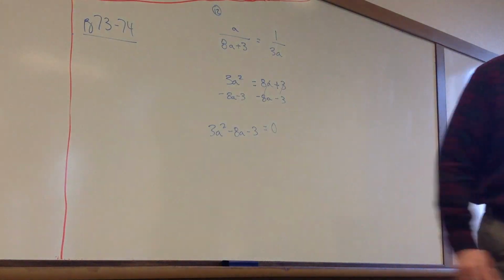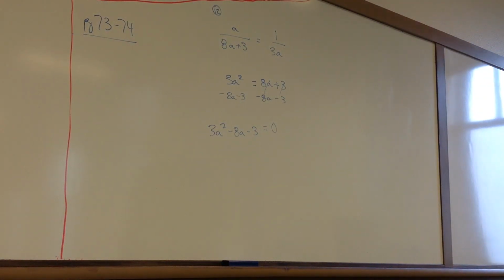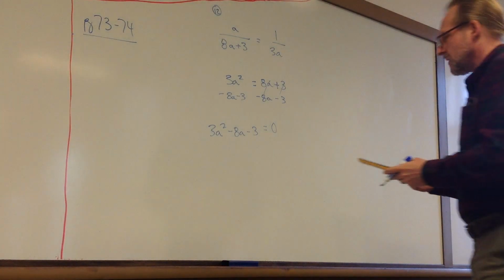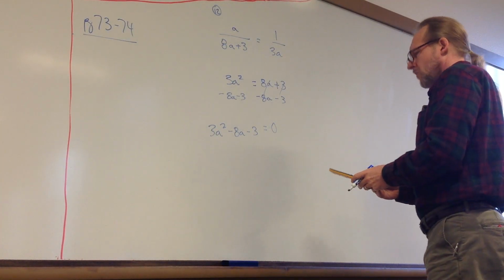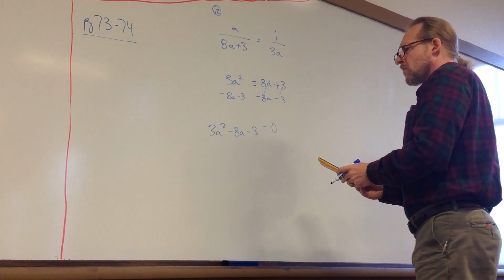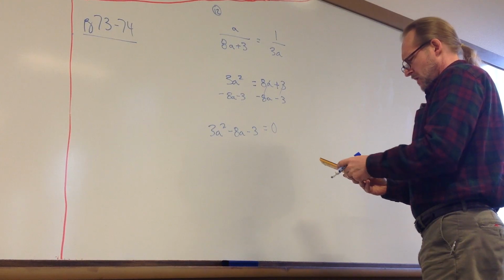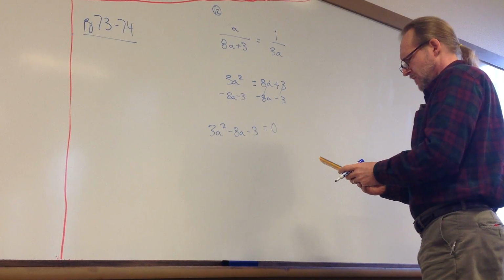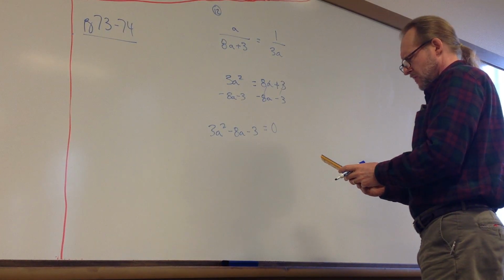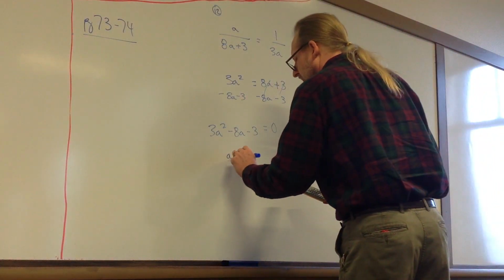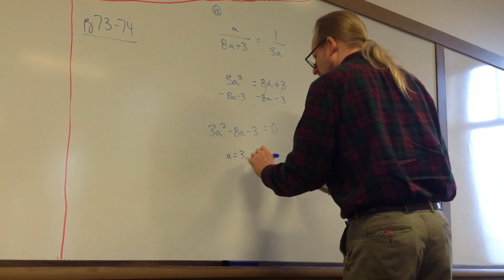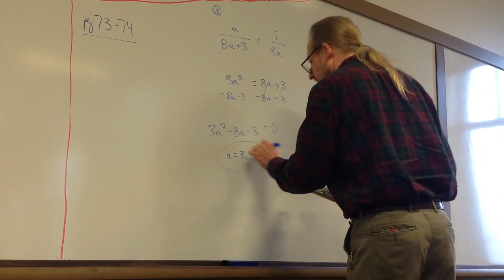I think this is factorable. We can run it through the quadratic as well. Let's see here. 3, minus 8, minus 3. There we go. And so this says a equals 3, or a is negative 1/3.